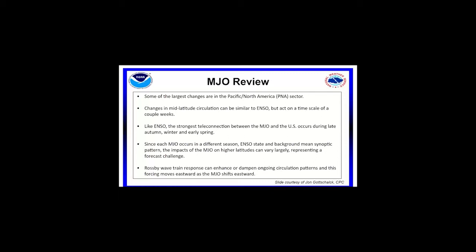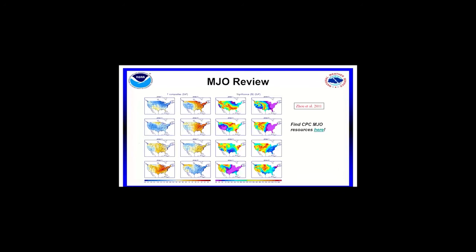You'll pick up on this theme, right? We're still dealing with fairly low signal to noise, so each MJO occurs in different contexts, different ENSO state, different background synoptic pattern, and so the impacts as we see them do vary a lot. Again, because it's a fairly small signal, but a predictable signal. So I'll mention this in a second. And so the Rossby wave train response does in fact enhance or dampen ongoing circulation patterns. So being a superposition of that forcing on top of what's going on is how we get what we actually observe in part.